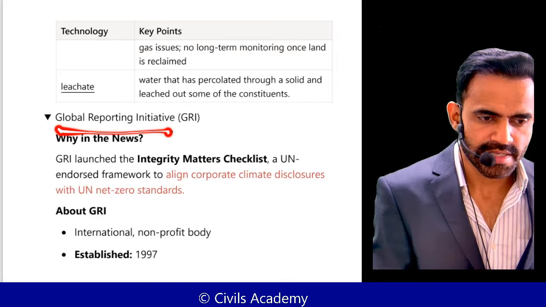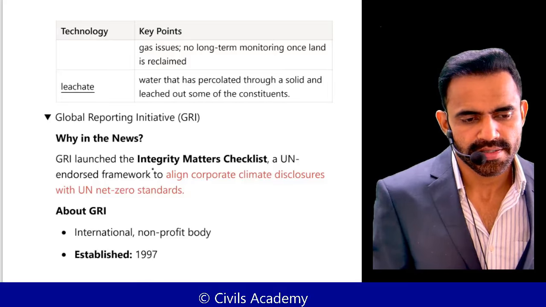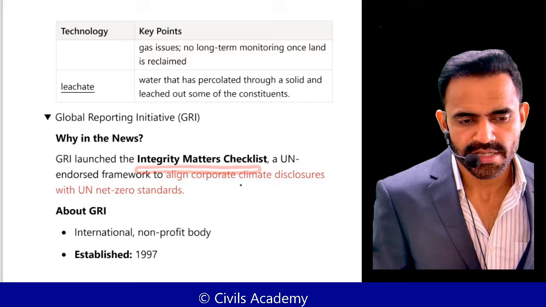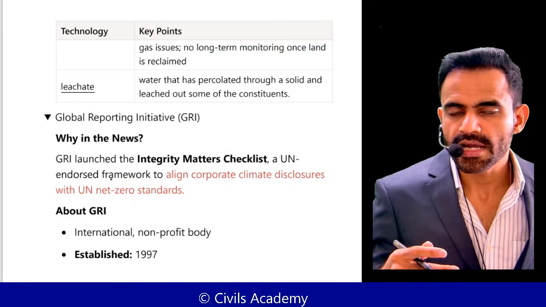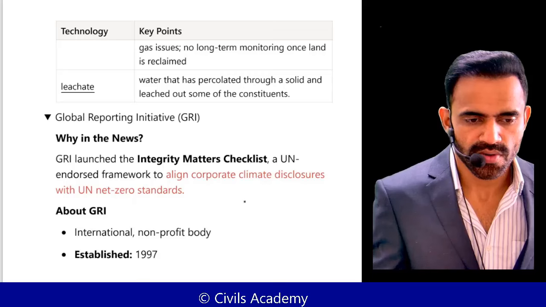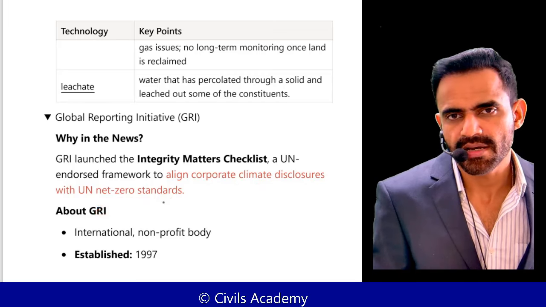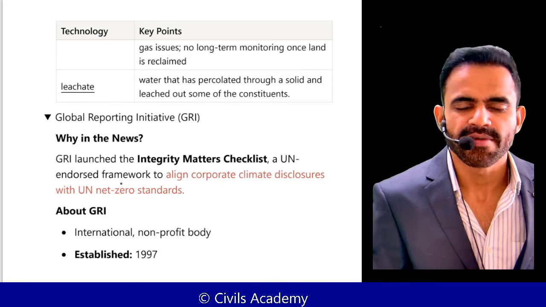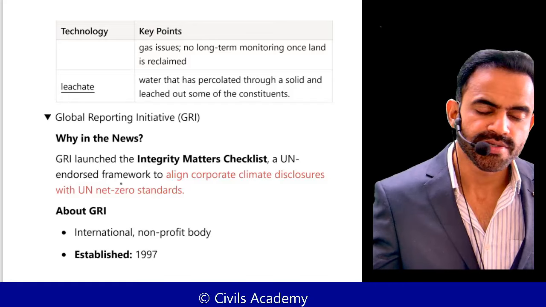Next is related to the Global Reporting Initiative. Just remember this thing. It is an initiative launched by the Integrity Matters Checklist. It is a UN-endorsed framework for whom? For companies, that they need to disclose their environmental impact in their reports. In a very simple sense, you are a company, how much carbon you are emitting, you need to specify. That's it.